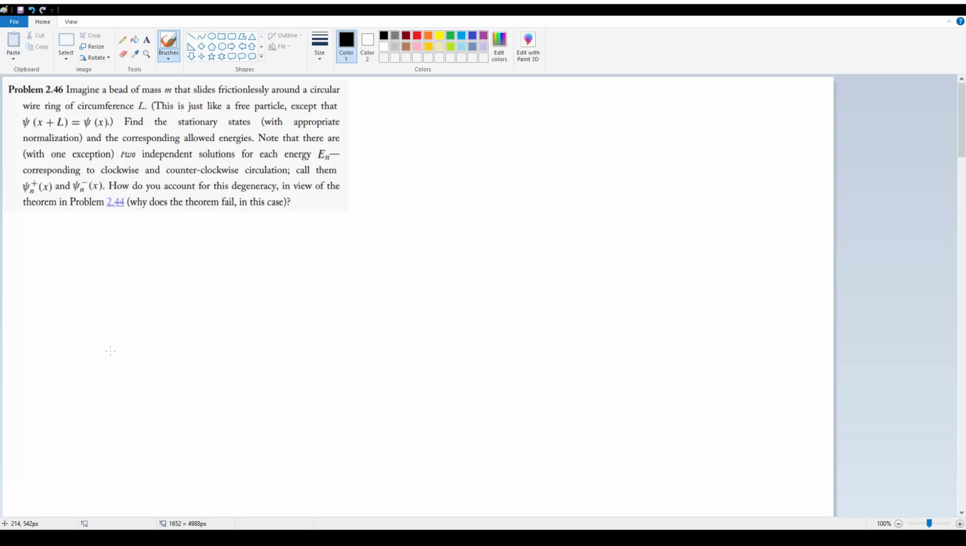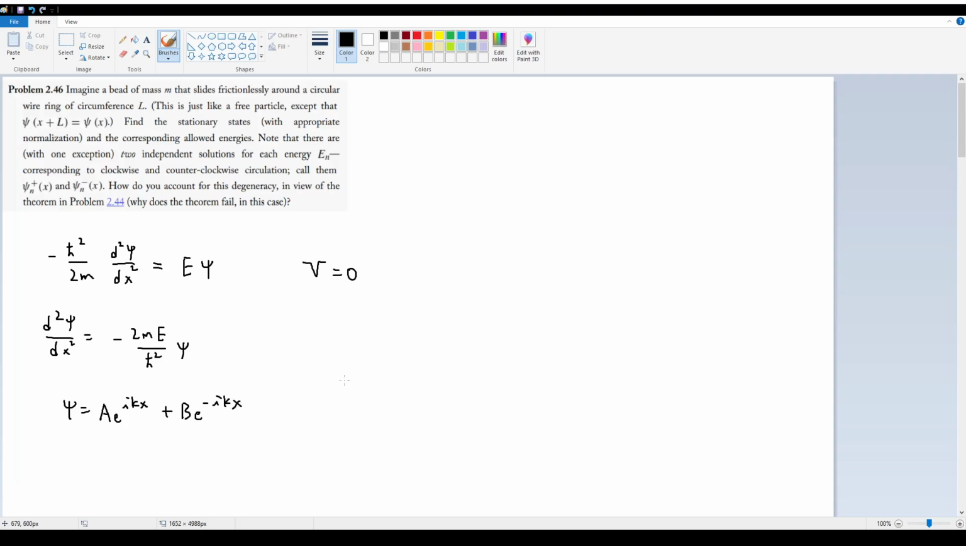So for a free particle, the Schrodinger equation is going to read negative h bar squared over 2m times the second derivative of psi with respect to x squared, and it's going to equal E times psi. So V is going to equal 0 for a free particle, and it also equals 0 on this ring. If we solve this, we move everything to the other side: d²psi/dx² is going to equal negative 2mE over h bar squared times psi, and we can rewrite this as psi equals A e to the ikx plus B e to the negative ikx, as we've done so many times before when doing these kinds of problems, where k is equal to the square root of 2mE divided by h bar.